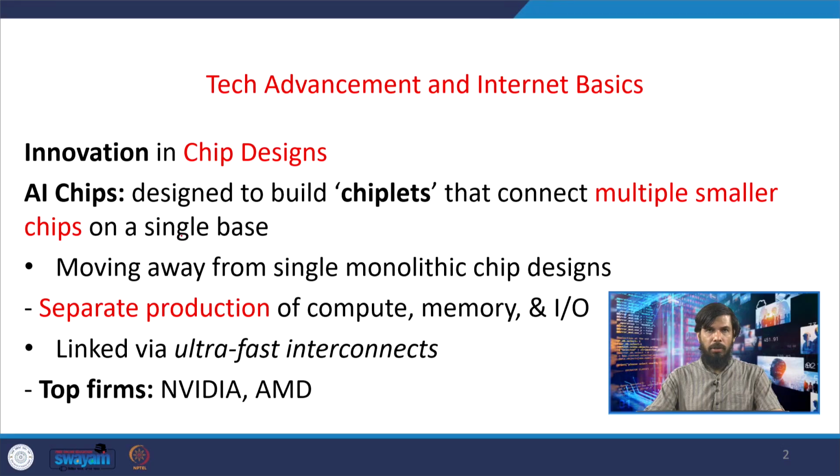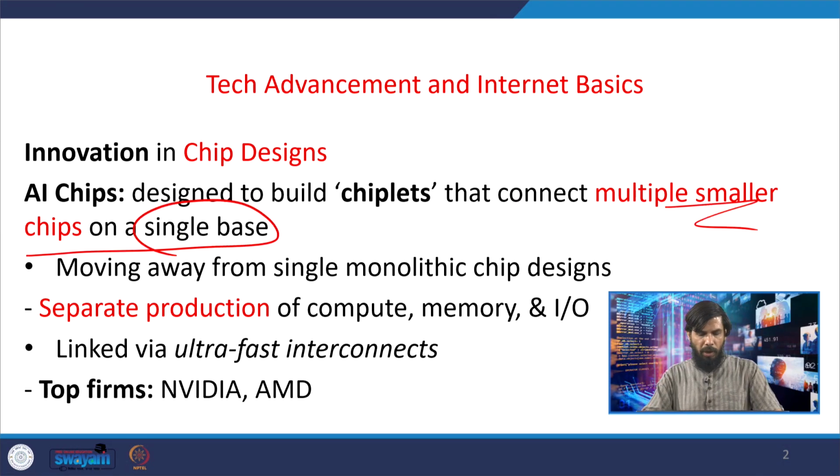In the last session we started talking about the innovation in AI chips. We discussed one or two points: AI chips are designed to build chiplets, which are something different from what we discussed in the case of multi-core chips. These chiplets do not have processing cores; rather, they connect multiple smaller chips on a single base. That is one important difference, and that is why the term chiplets was coined: multiple smaller chips instead of multiple processing cores.